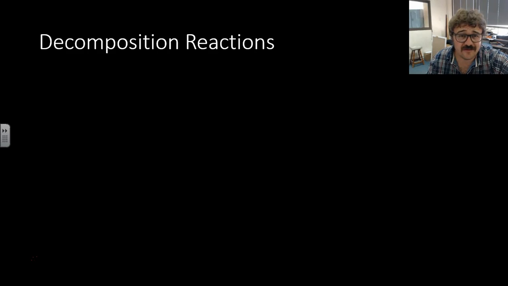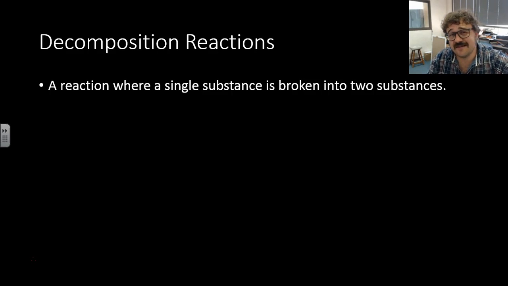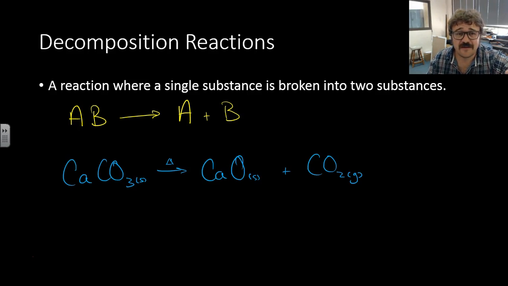Now, a decomposition reaction, this is when you get a single substance and it will decompose or break down into two substances. So basically this looks like AB goes to A plus B. A good example of this, and one that you'll see often, is calcium carbonate being decomposed to calcium oxide plus carbon dioxide. That is a decomposition reaction, and this here means heat.